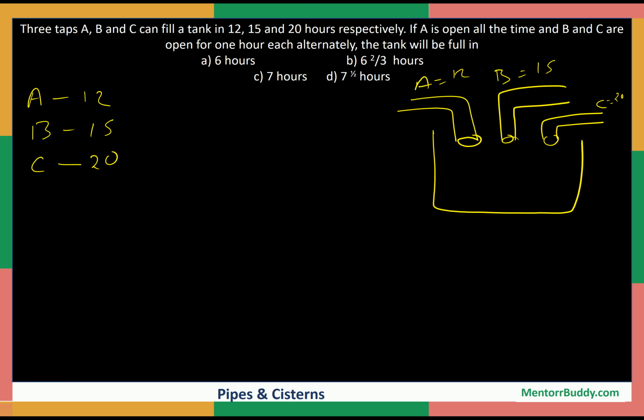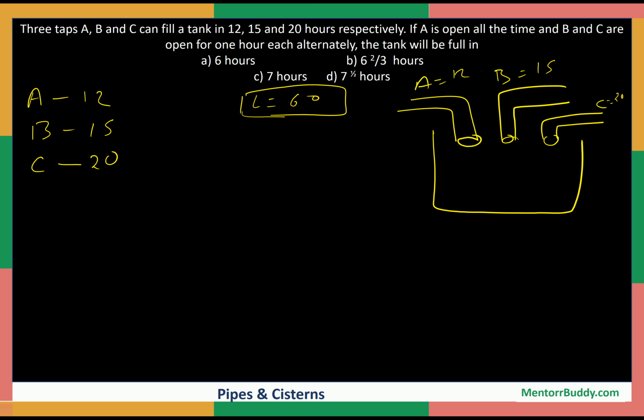If A is open all the time and B and C are open for 1 hour each alternately, the tank will be full in how much time? So it means A is open all the time. First we need to find the efficiency of all these 3 pipes. So we have to find the LCM. LCM of 12, 15 and 20 will be 60.